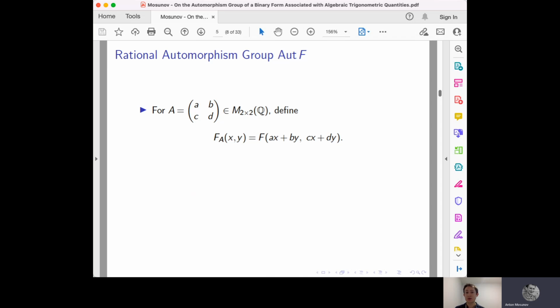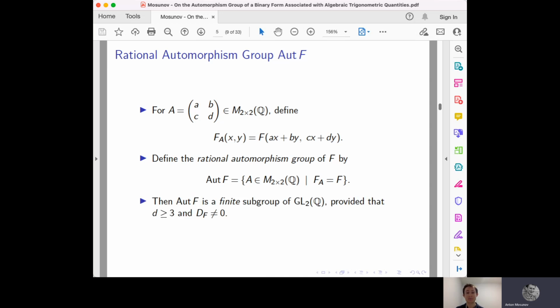So the automorphism group can be defined as follows. If we take a 2 by 2 matrix with rational coefficients, we can define a new binary form f sub a in the following way. So we are acting on f by a, and the rational automorphism group of f is the collection of all matrices that fix f under this action. It turns out that the automorphism group is a finite subgroup of GL2Q, provided that the degree is at least 3 and the discriminant is not 0.